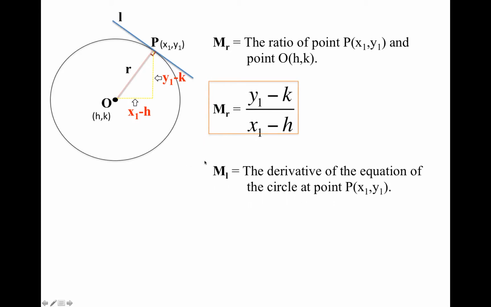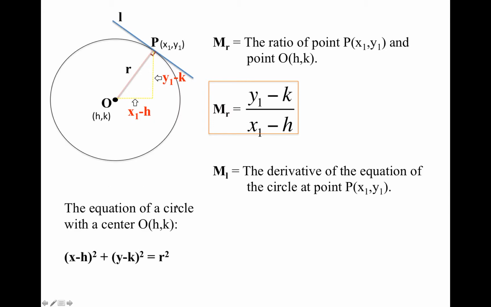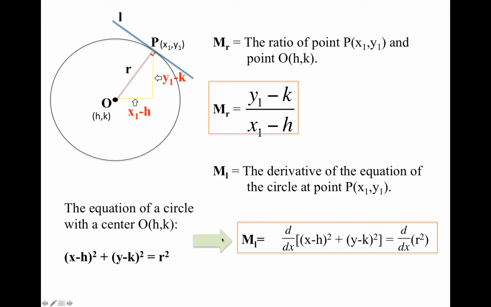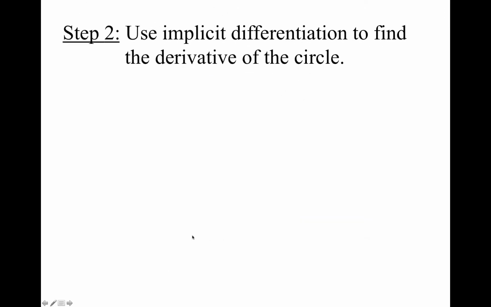For the slope of our tangent line, we know that the slope of the tangent line is equal to the derivative of the circle at a certain point. In our case, the point is P. So what we need to do is take the equation of a circle, which is (x minus h) squared plus (y minus k) squared equal to r squared. We need to take the derivative on both sides of the equation, and we will do that in step 2 using implicit differentiation.